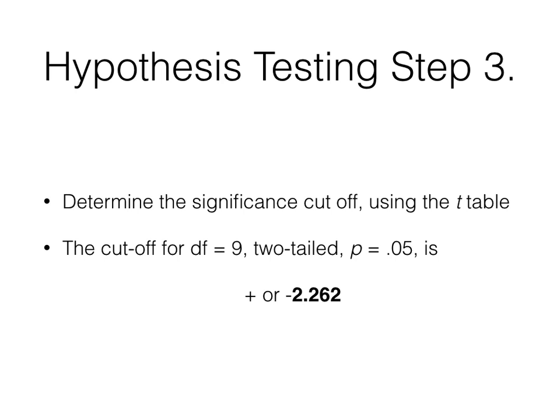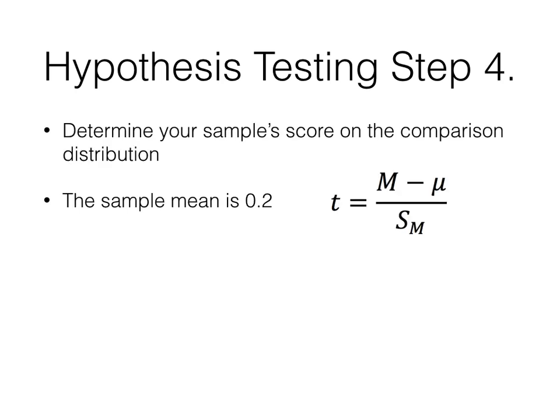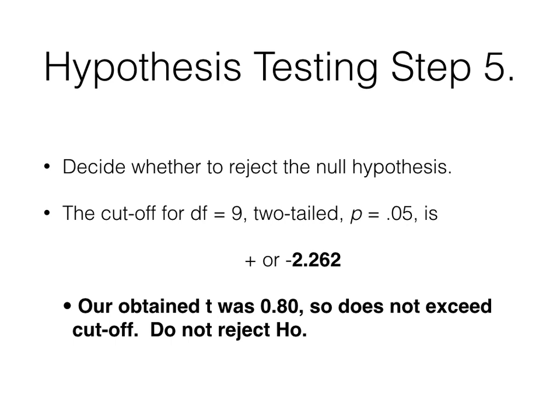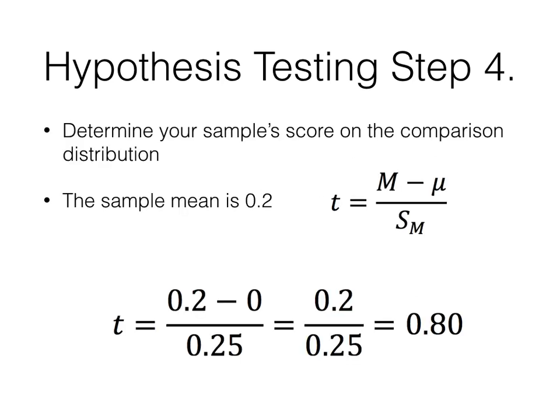Step 4 is that I need to now take my mean of these differences and figure out what the t is. So we're going to go ahead and figure this out. Our sample mean, or the mean of these difference scores, is 0.2. So I'm going to plug in 0.2 for the M, and subtract the mu for the null hypothesis, which is that there's no difference, so it's 0. So it's 0.2 minus 0. And then our estimate of the standard error for these difference scores is 0.25. So that comes out to be 0.2 over 0.25, giving us a t of 0.8. So we have a t of 0.8.